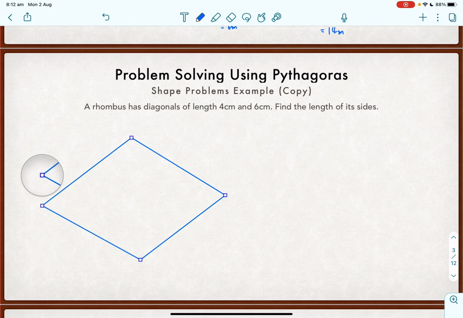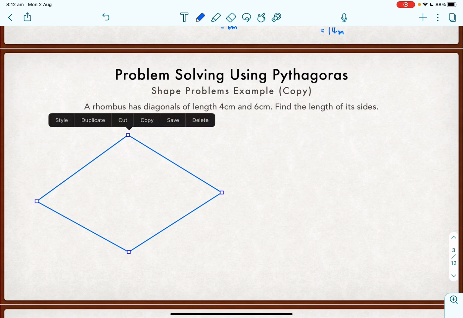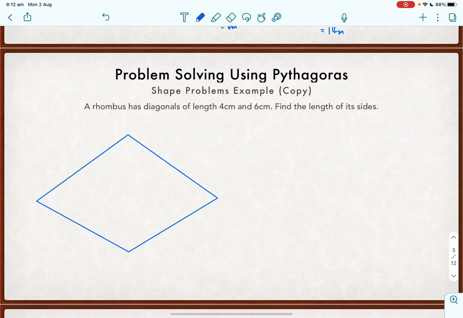Well, there's something special about a rhombus: all the sides are the same. So remember, we use this mark to indicate all the sides are the same, and then the diagonals are perpendicular to each other, and the diagonals bisect each other. So that means this one and this one are the same, and this one and this one are the same. Okay, so we have a rhombus here.